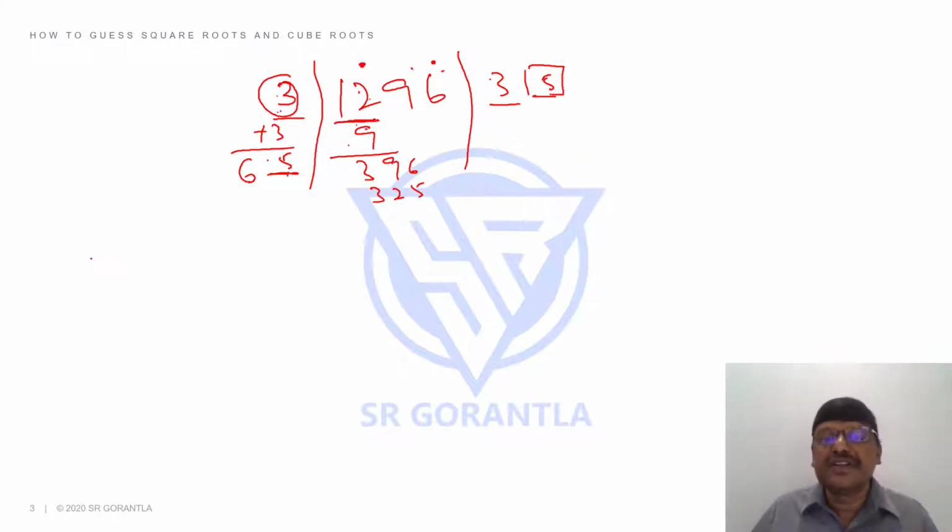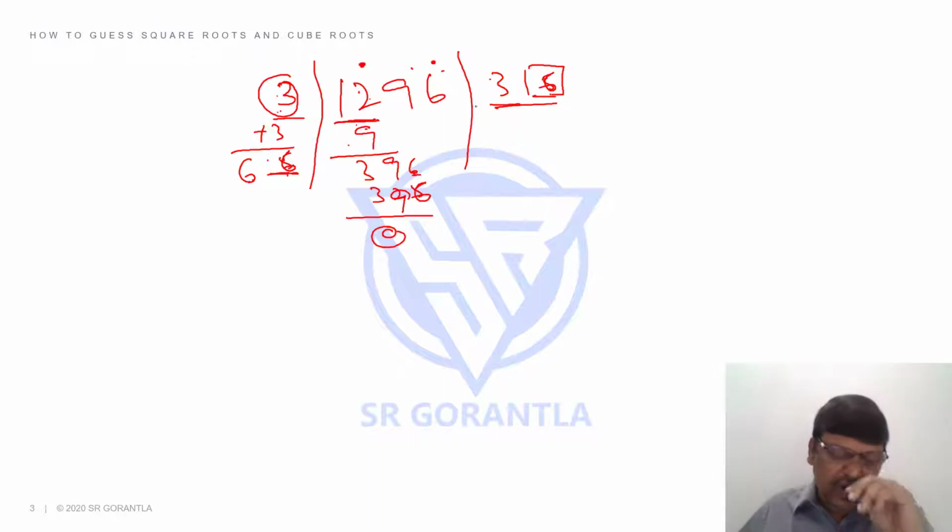Suppose I take 6. What happens? 6 into 6 is 36, plus 3 is 39, it goes. So 36 is the square root, you will say. This is the traditional method, you all know.